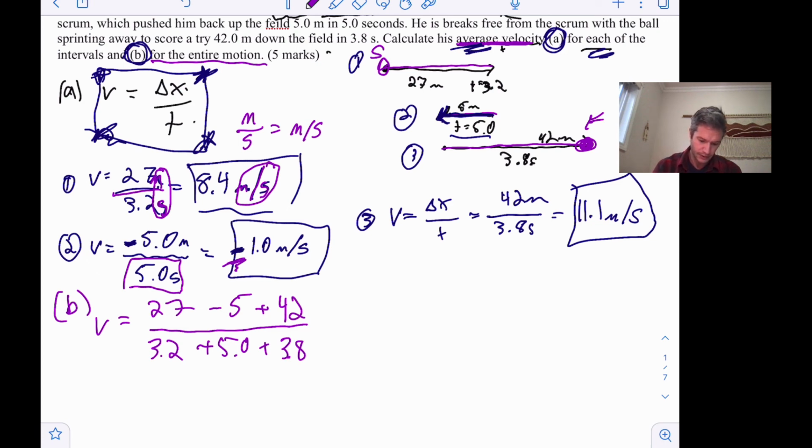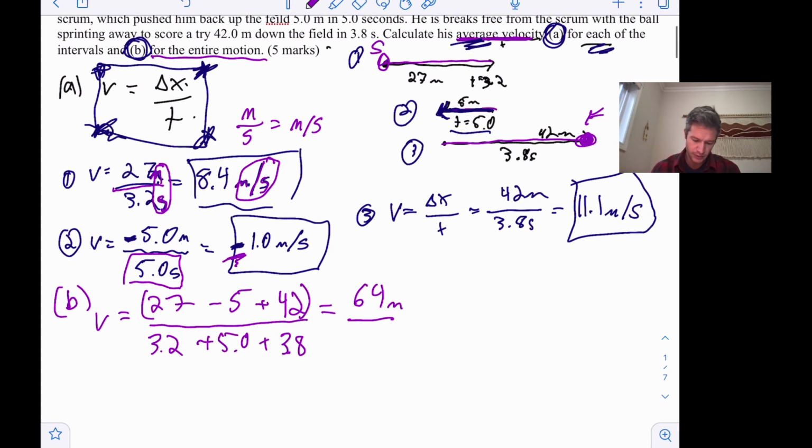Okay, good. So now from there, we can calculate it through as we normally would. So to be stepwise, we add together all of these terms. So 27 minus 5 plus 42. What we get is 64. And again, this would be all in meters. That's our meters variable. And on the bottom, once we add up 3.2, 5, and 3.8, what we get is 12, and that's in seconds. And now this should look really familiar, quite easy to deal with. When you divide 64 over 12, what we get is 5.3 meters.